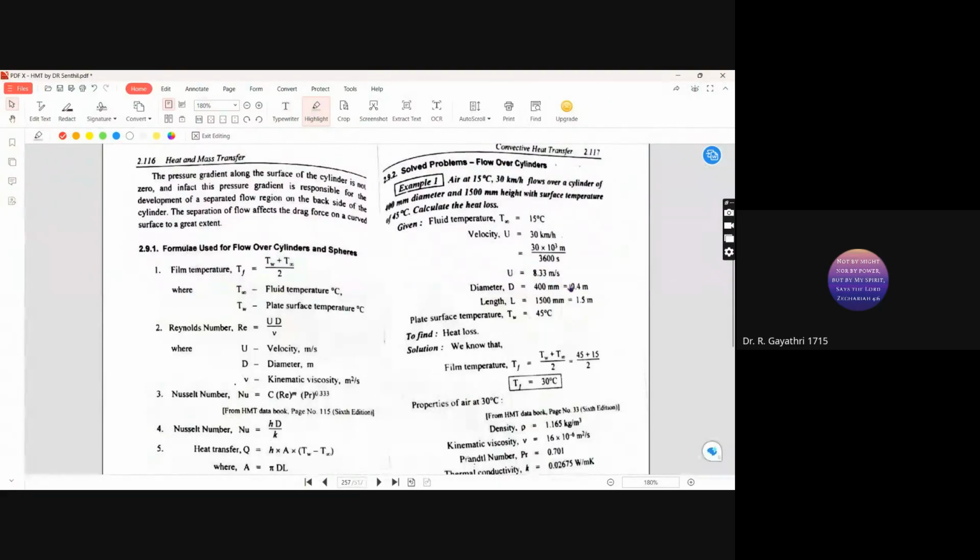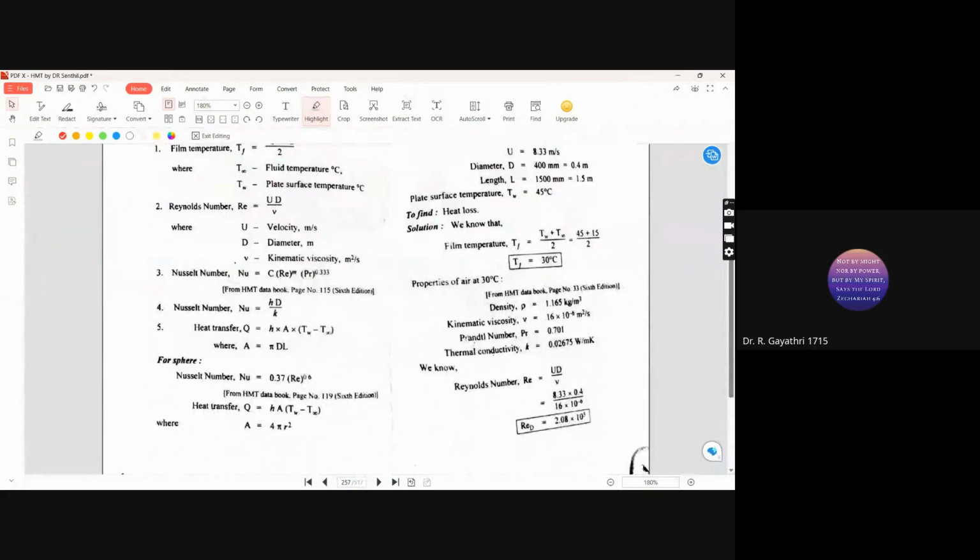Diameter of the cylinder is 400 mm, so 400 into 10 power minus 3 meter. Length value is 1500 millimeter, so it is 1500 into 10 power minus 3 meter. Surface temperature T w is 45 degrees centigrade. So we rewrote all values in terms of SI units: 1 millimeter is 10 power minus 3 meter, 1 kilometer means 10 power 3 meter, 1 hour means 3600 seconds. Next we can find the heat loss.